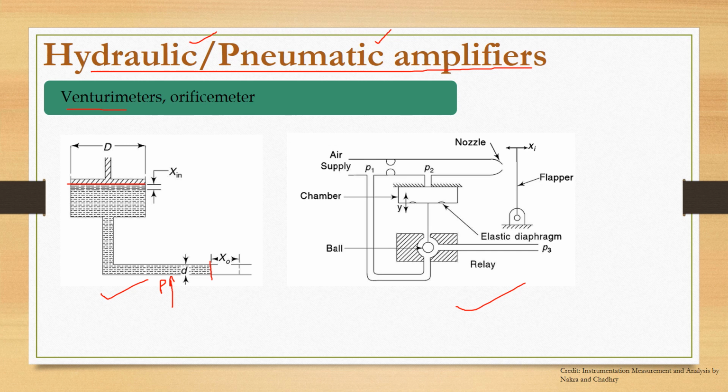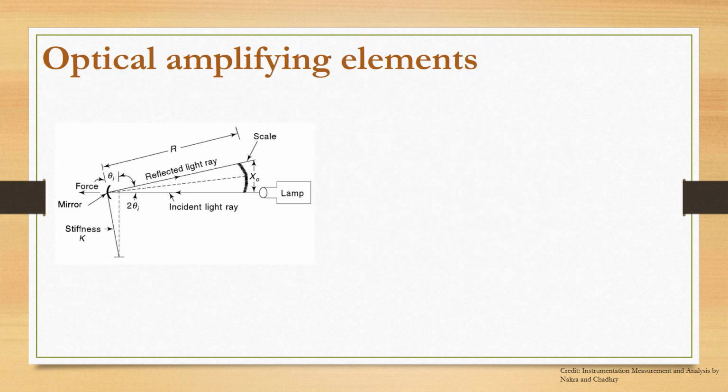Similarly, venturi meter and orifice meter are used for the measurement of flow rate, but you can also use them as an amplification element. Now, other amplification elements are optical amplifying elements. So in this type of element, we use the principle of optics for amplification. So here in this figure, you can see that at the inlet we are having theta i, while at outlet we are having theta o, and theta o is equal to 2 theta i. So this is how this optical amplification element works.